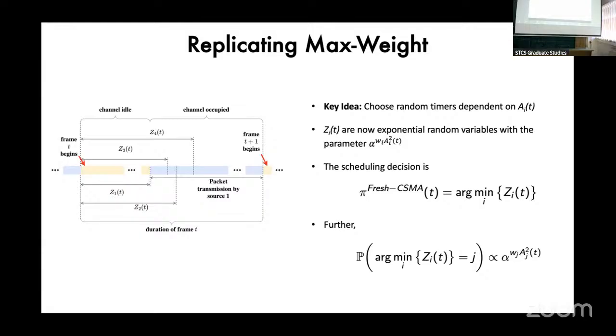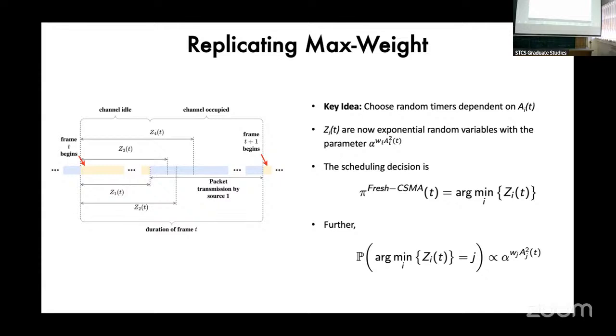If lambda is large, then it will run out faster. So basically, with high probability, if this alpha is large enough, the source with the largest value of w_i a_i squared will have the shortest timer. And if it has the shortest timer, you're done with the argmax because that will get the frame. So that is what we show. Basically, the scheduling decision is the source that has the shortest timer, the argmin of Z_i.